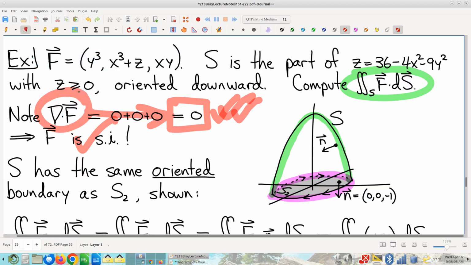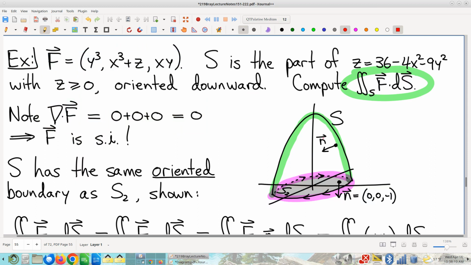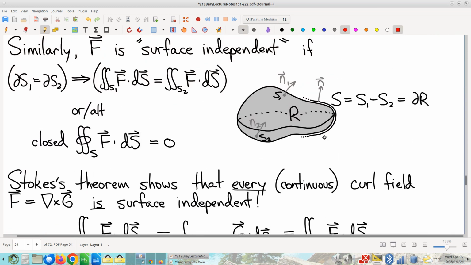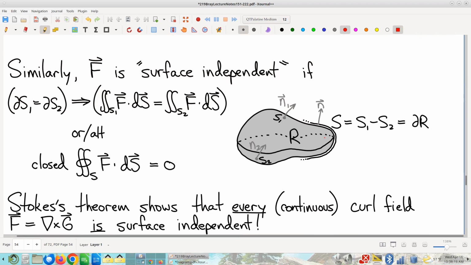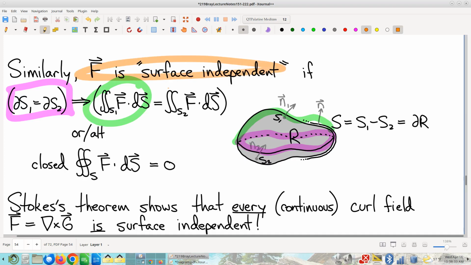All right. So, what to do with this? Let's remind ourselves of what surface independence means. Surface independence means that as long as you don't change the boundary, as long as you keep that boundary fixed, orientation and all, if you've been asked to compute a flux through one surface, okay, cool. You've already checked surface independence.